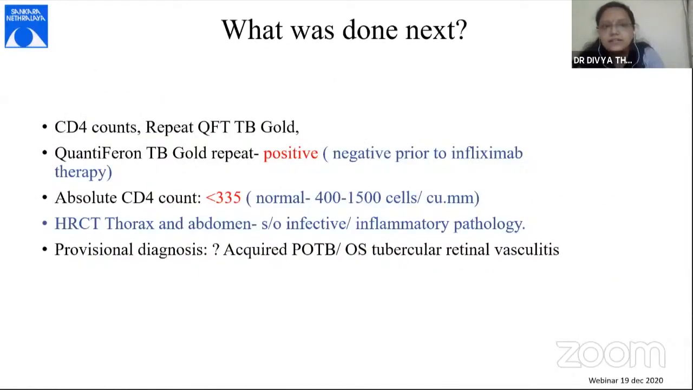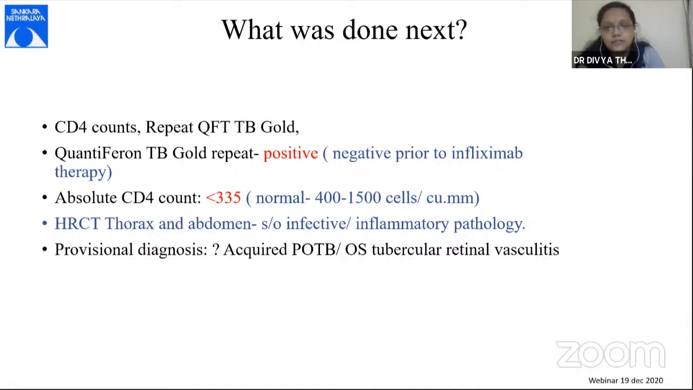What was done next? We advised CD4 counts and a repeat QuantiFERON TB Gold test, which turned out to be positive, and his absolute CD4 counts were less than 335. Taking into account these features of QuantiFERON TB Gold turning positive, low absolute CD4 count, and HRCT thorax suggestive of infective or inflammatory pathology, a provisional diagnosis of acquired probable ocular tuberculosis with left eye tubercular retinal vasculitis was made.